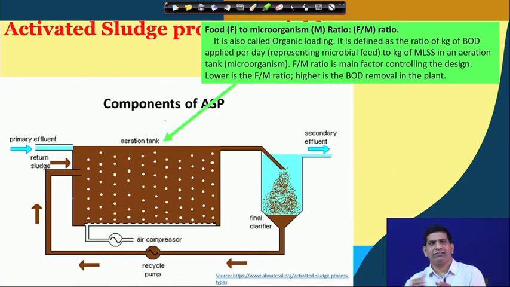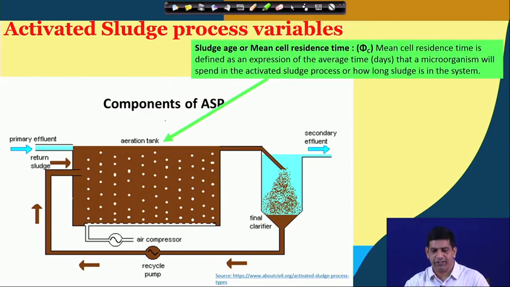We talked about the concept called food to mass ratio, where we get the organic loading, the kg of BOD applied per day, and how much microorganisms are present. To get the number of microorganisms present, we measure MLSS, which is the mixed liquor suspended solids. That gives us the amount of microorganisms present there.